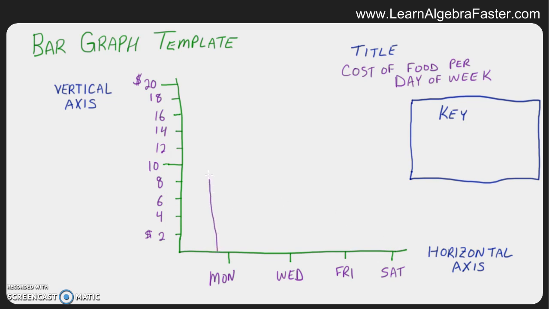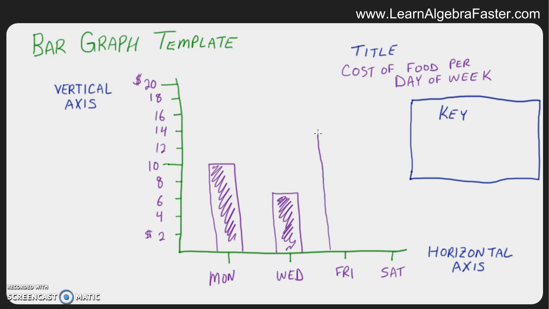So maybe on Monday, cost is 10. Wednesday, the cost is 6. Friday, maybe the cost is, we'll try to get that in there where it's exactly 15. So we'll try to match that to where it's 15. And Saturday, maybe we are only at 10.